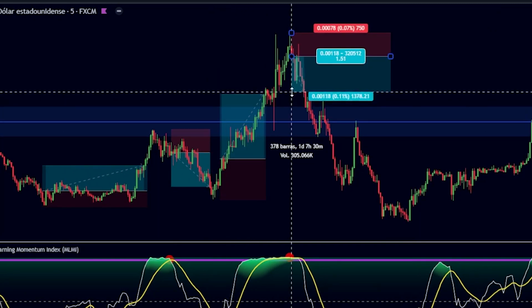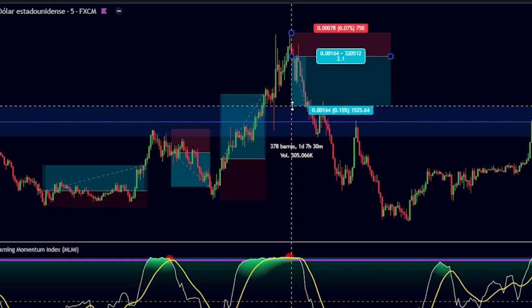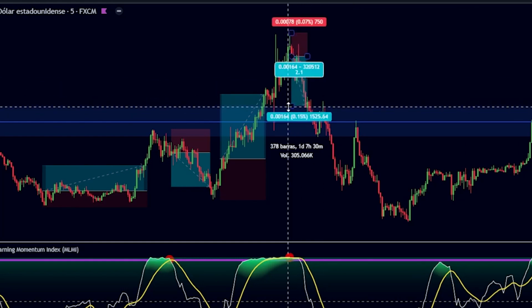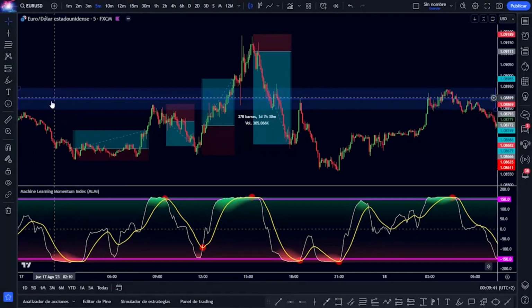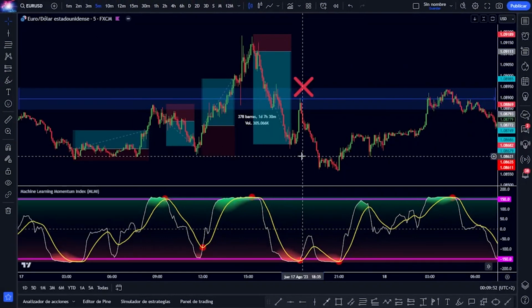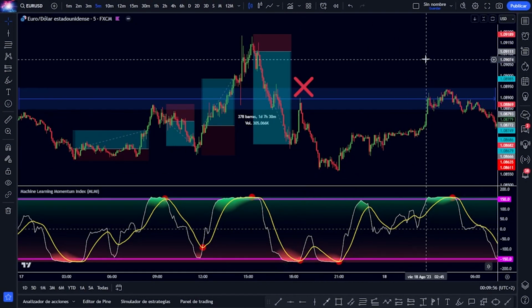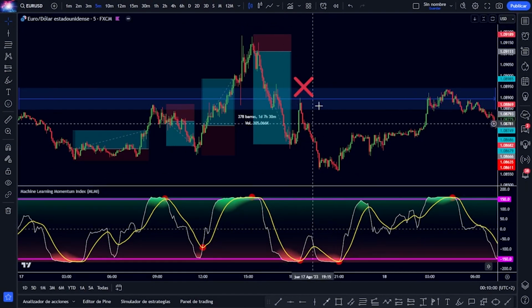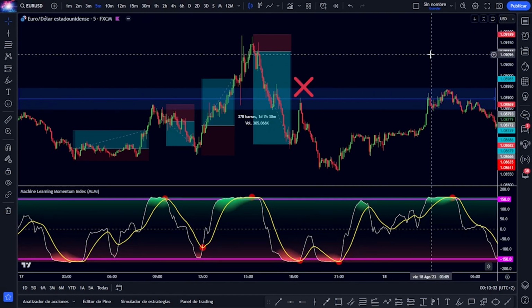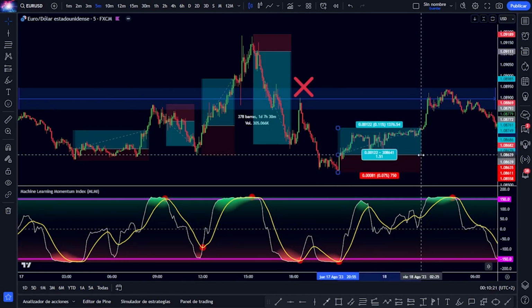Again, at the top of this movement, we have another entry point, where we could even use a trailing stop to maximize our profits. We have 4 positive in less than a day to find the first negative signal. Obviously, we will always fail sometime, but the important thing is that we are disciplined and that the win rate is positive in the long term.